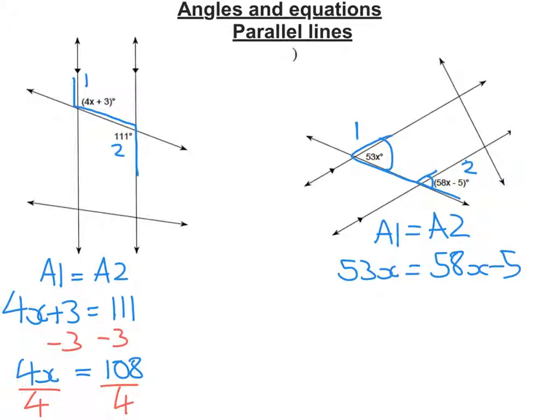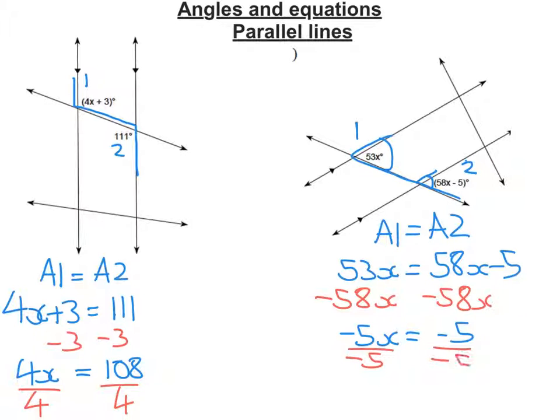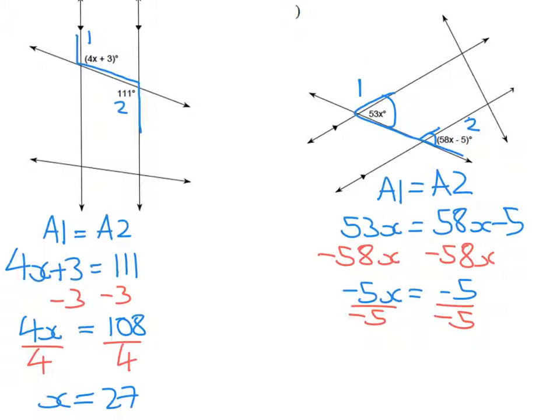Okay, we've got an equation to solve. So I need to get it so there is only one letter term. So what I'm going to do is I'm going to take away 55x from both sides. What does that become? Well, 53x take away 55x is negative 5x. 58 take away 55x is nothing, so all I'm left with is that negative 5. So now I'm going to divide everything by negative 5. And if I do that, on the left-hand side, I get x, and negative 5 divided by negative 5 is 1. So my answer is x equals 1.